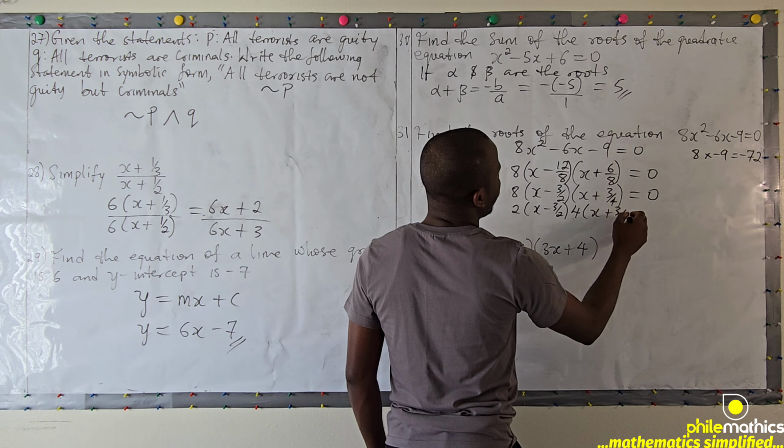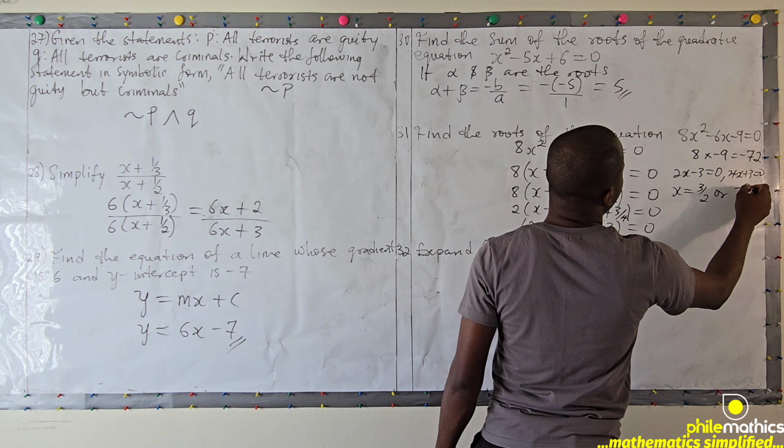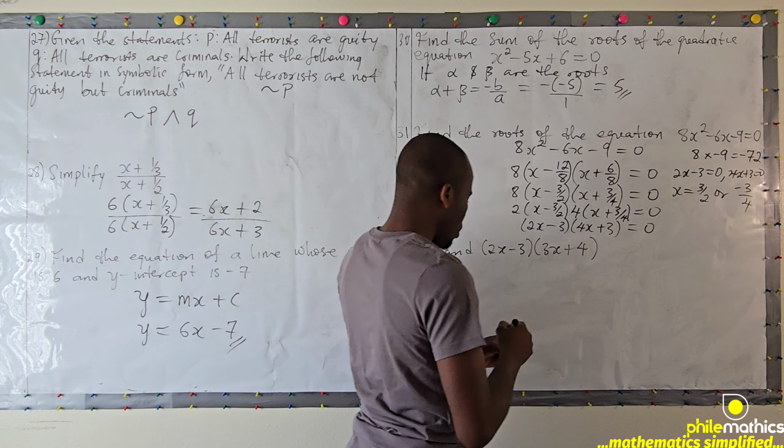We have to find the root. So if I equate each of these to 0, I will have that 2x minus 3 equals 0 or 4x plus 3 equals 0. If I take this to the right hand side and divide by 2, x will be 3 over 2 or minus 3 over 4.